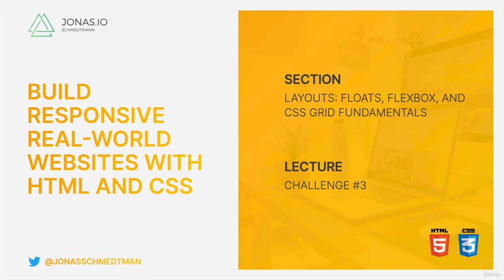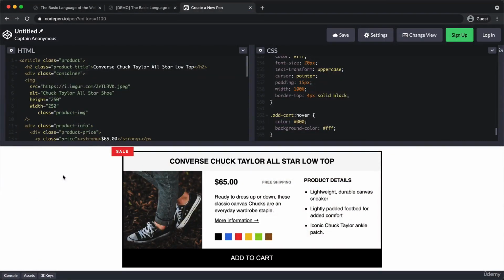So to wrap up this section, here is coding challenge number 3. And I hope you're not yet tired of this example because we will work with it one more time here. So in the last challenge, you built this layout here using Flexbox. And so as you might have guessed, now it's time to build the exact same layout using CSS Grid.